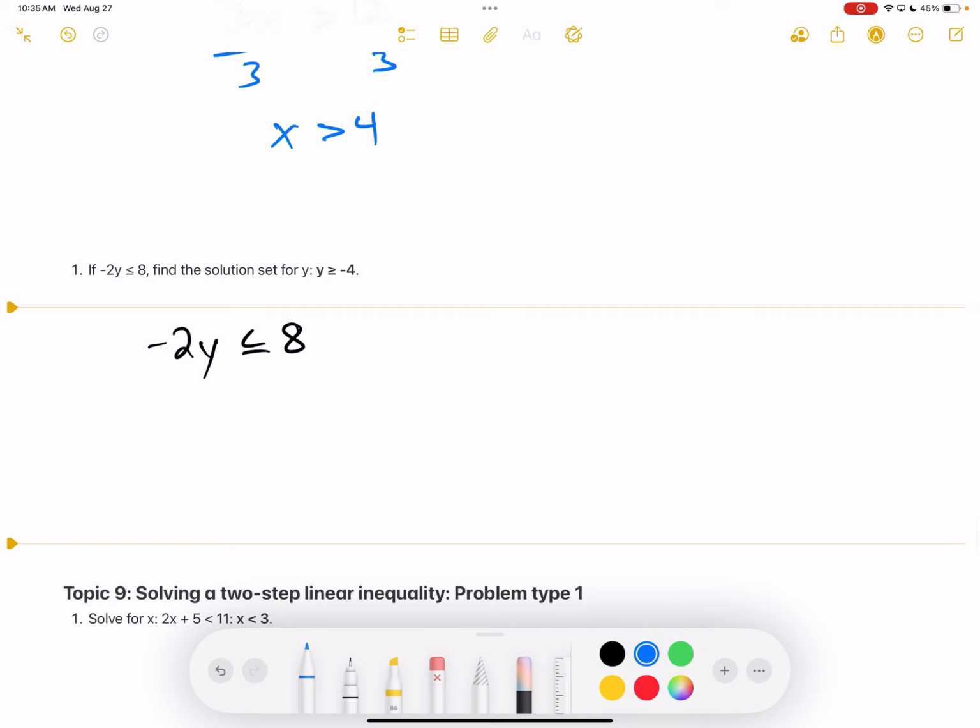On this one, here I divide by negative 2. As soon as I say it in my head, I'm dividing by a negative. Flip the sign.